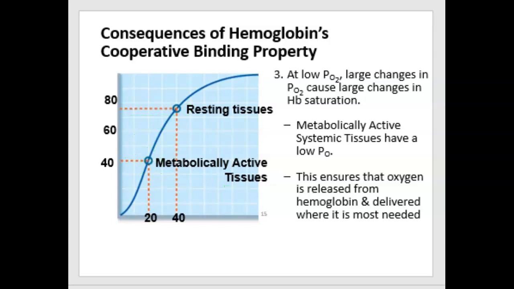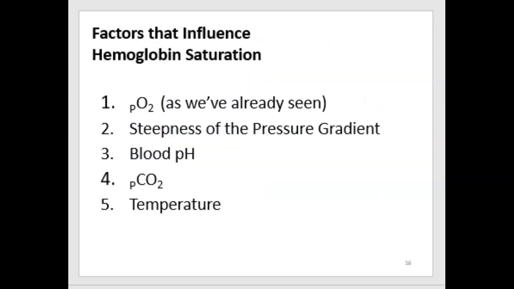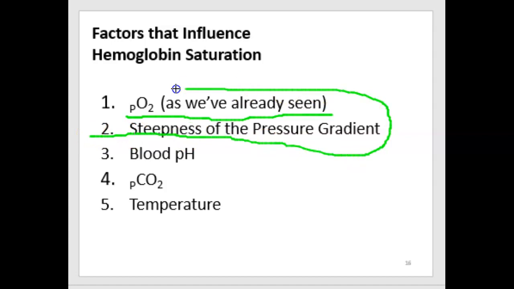There are other things besides PO2 that influence how well hemoglobin binds to oxygen. So we're going to look at those now. We've already looked at PO2. I do want to mention just one other thing about it, and that is you can get quicker oxygen loading or unloading depending on the steepness of the pressure gradient. So we're going to look at this second point, the second factor.